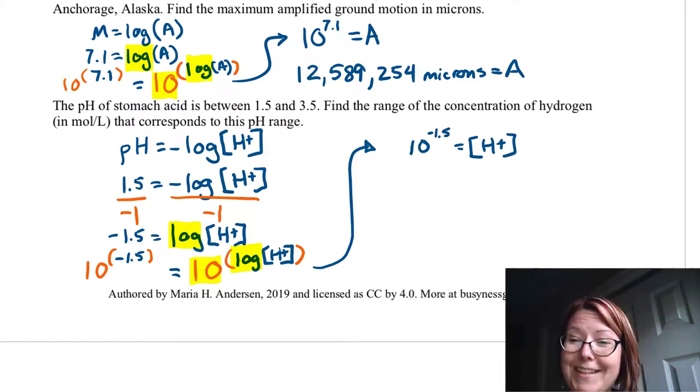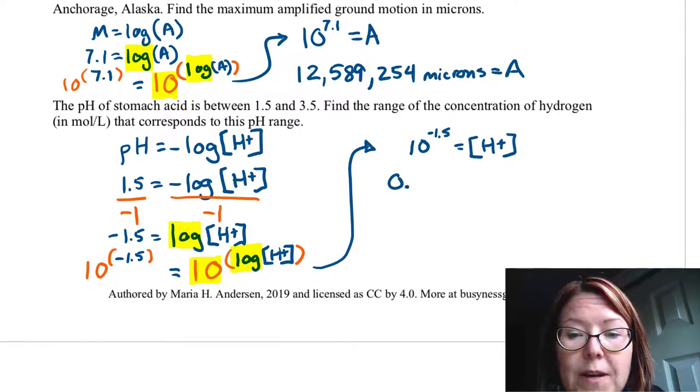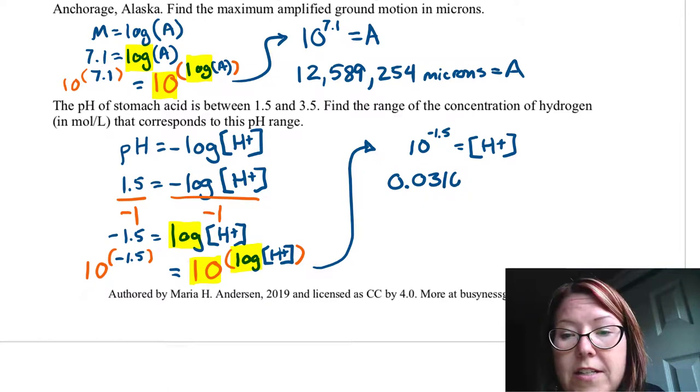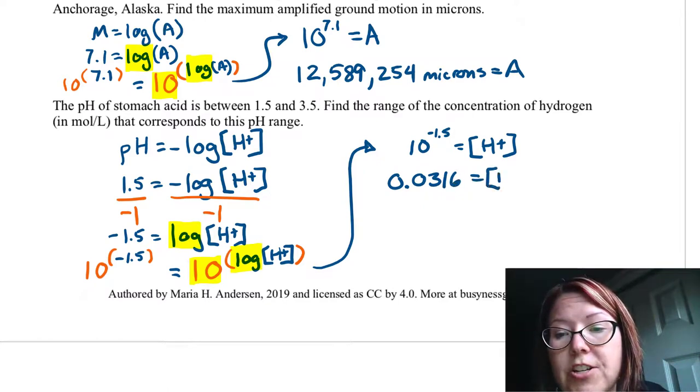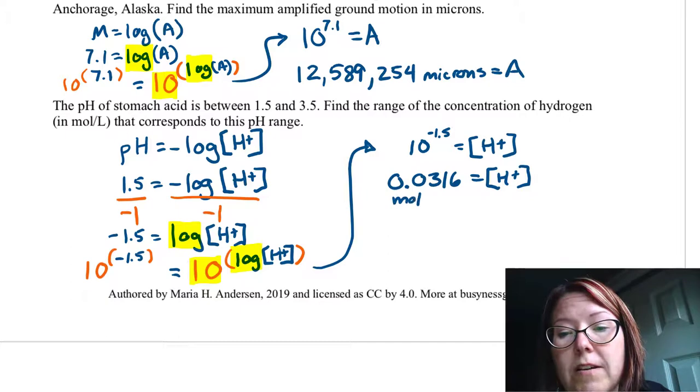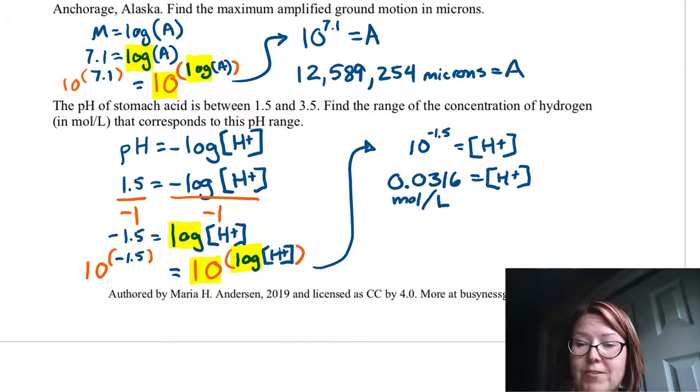Well, I should be able to calculate 10 to the negative 1.5. That is 0.0316 for the concentration of hydrogen ions. And that's in moles per liter, mol/L. So now we've found the hydrogen ion concentration that corresponds to 1.5. We still need to find the hydrogen ion concentration that corresponds to 3.5.